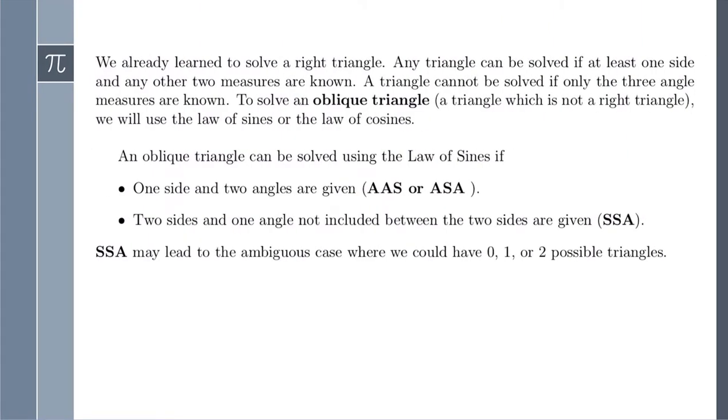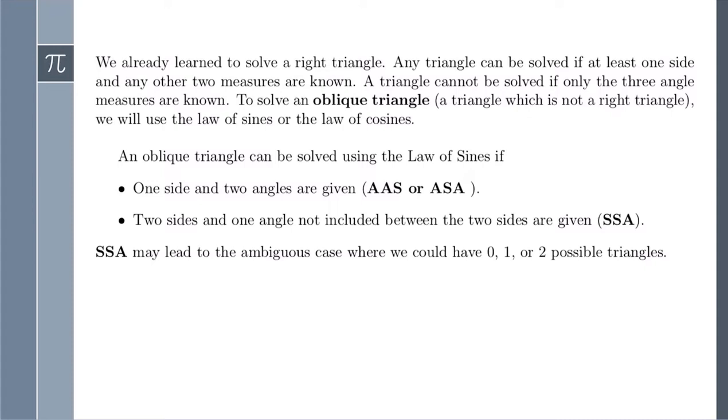In one of the previous videos, we discussed solving a right triangle using the trigonometric functions. Now, not just right triangles, we can solve any triangle, even if it is not a right triangle, if we know at least one side and two other measures. That means if we know at least one side and two other angles, or two other sides, or one angle and one side, whatever, but at least we need to know one of the side measures.